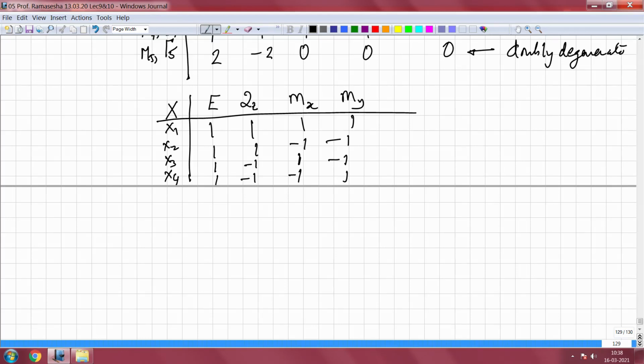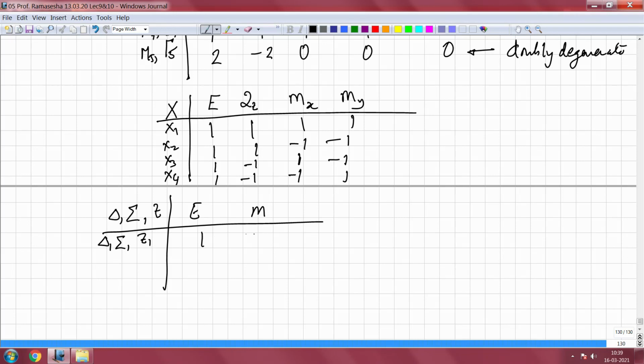And of course, when you are looking at the points like delta, sigma and Z points, these points only have two symmetry elements, which are identity and the one mirror. The mirror plane can be either perpendicular to the x axis or perpendicular to the y axis or the diagonal mirror plane, and they will have two irreducible representations, delta 1, sigma 1, Z1, which are 1 and 1, and delta 2, sigma 2, Z2, which is 1 and minus 1.